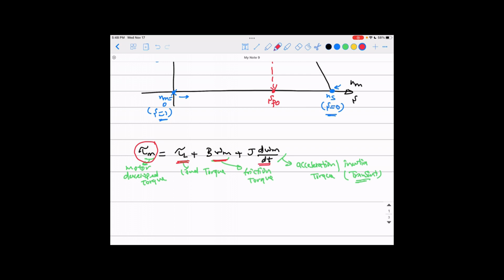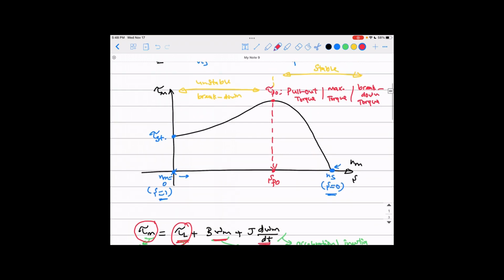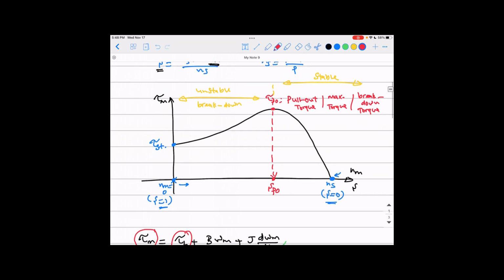But the friction and acceleration torque are very, very small compared to the load torque, so they can almost be neglected theoretically. So your motor torque has to be equal to the load torque or a little bit higher than it. This curve gives you the capability of the motor, but how much torque the motor will actually develop depends directly on your load torque.